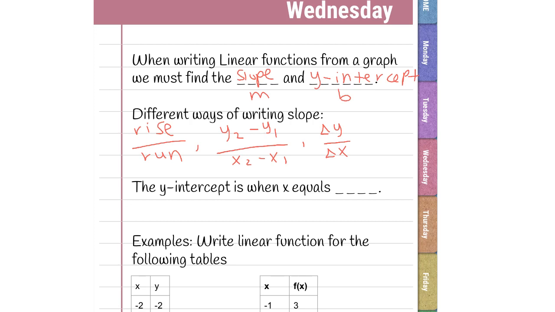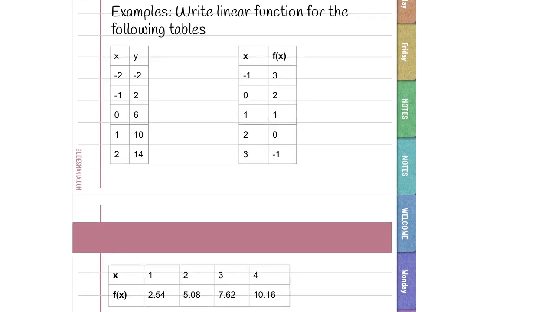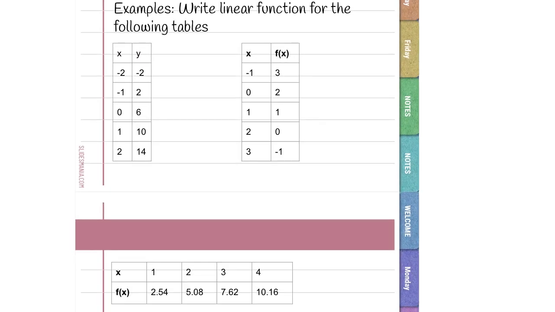All right. So the y-intercept is when x is equal to 0. Right? The x is equal to 0. It is also whenever the graph crosses the y-axis. Let's go ahead and work on some examples.